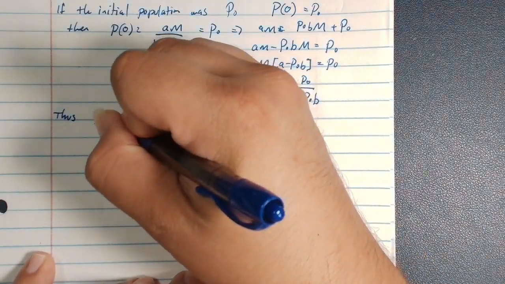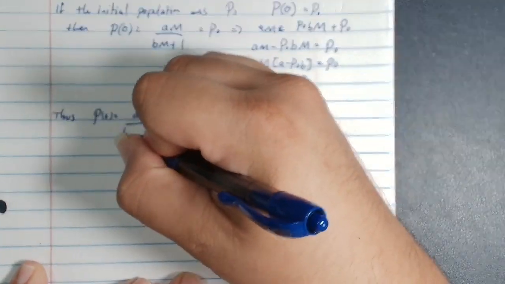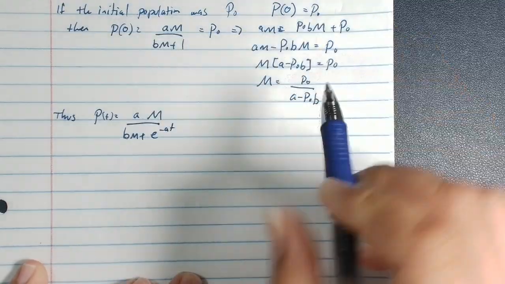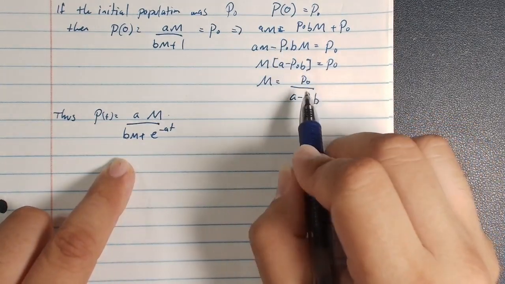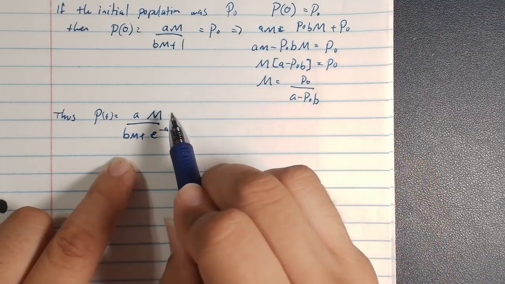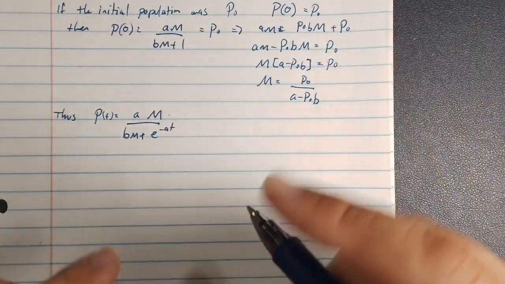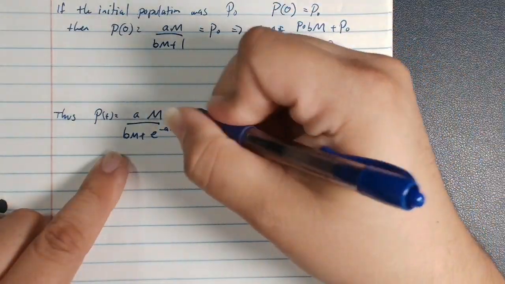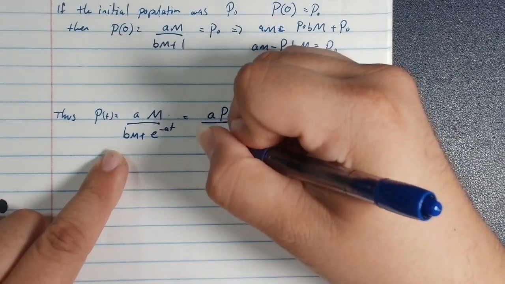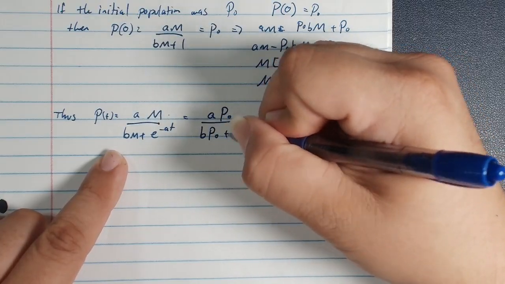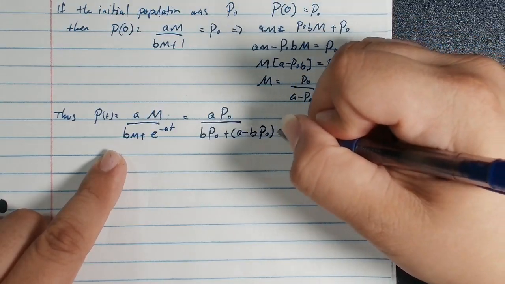Thus, our p of t, which again can be written as am over bm plus e to the minus at, we can plug this in here and simplify. Because you have a fraction within a fraction, what you'll do is find the common denominator and simplify out. You'll simplify the complex fraction. So in the end, what you get is a times p0 over b times p0 plus a minus b times p0 times e to the minus at.